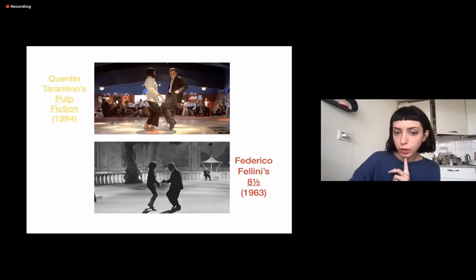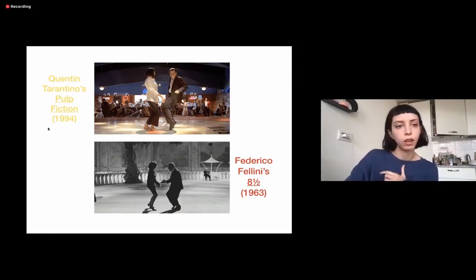I wanted to include this reference. Everyone's favorite Pulp Fiction, the scene where Uma Thurman and Travolta are dancing, is actually an homage to Fellini's movie called 8½. It's a really good one. We can see the similarities.